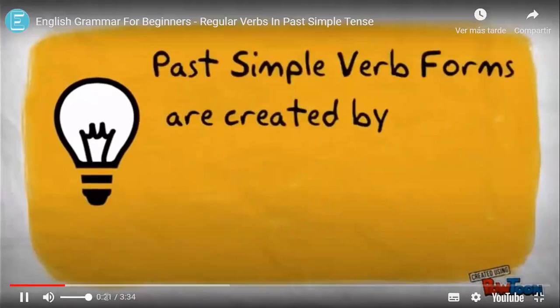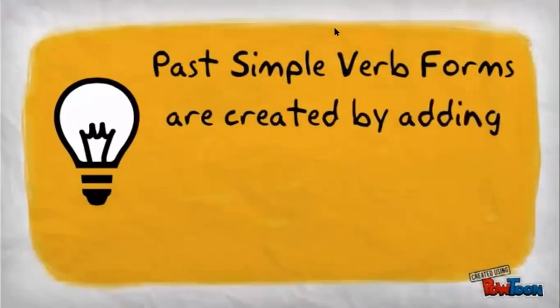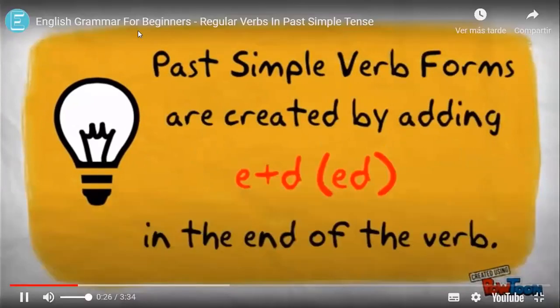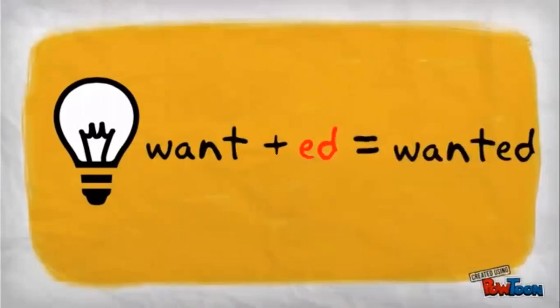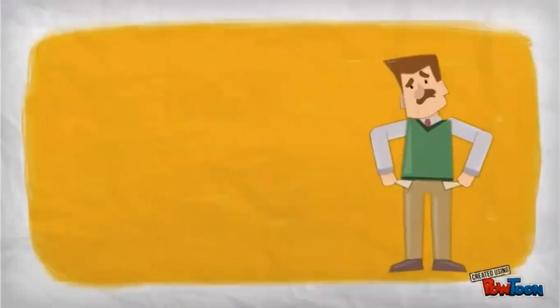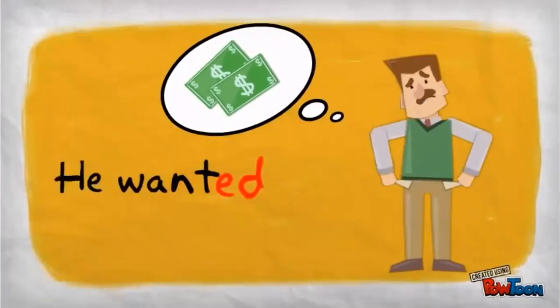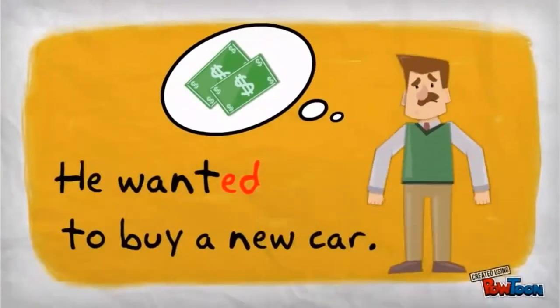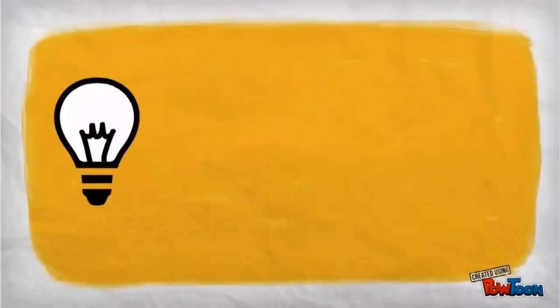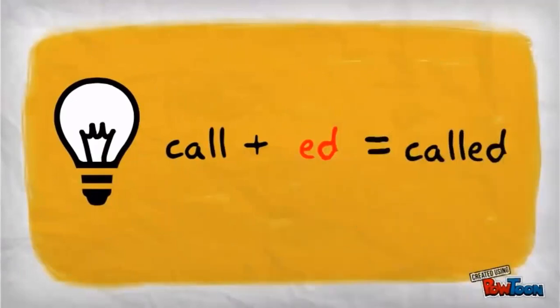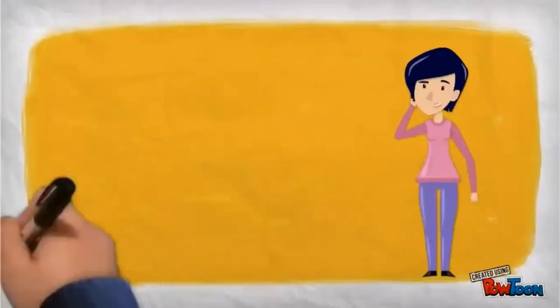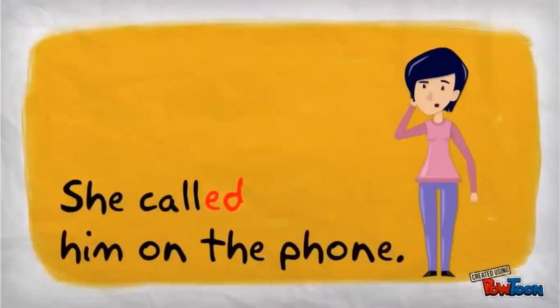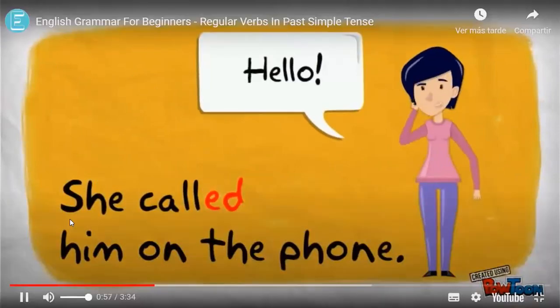Verb forms are created by adding E and D in the end of the verb. For example, want, wanted. He wanted to buy a new car. Call, called. She called him on the phone. Hello.